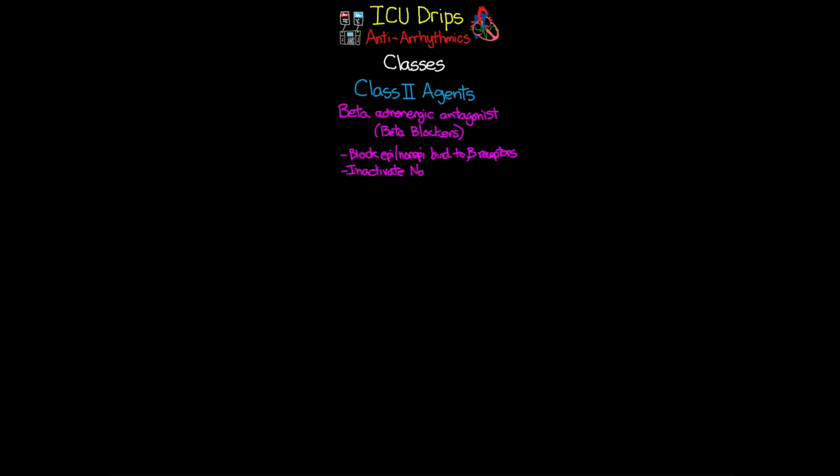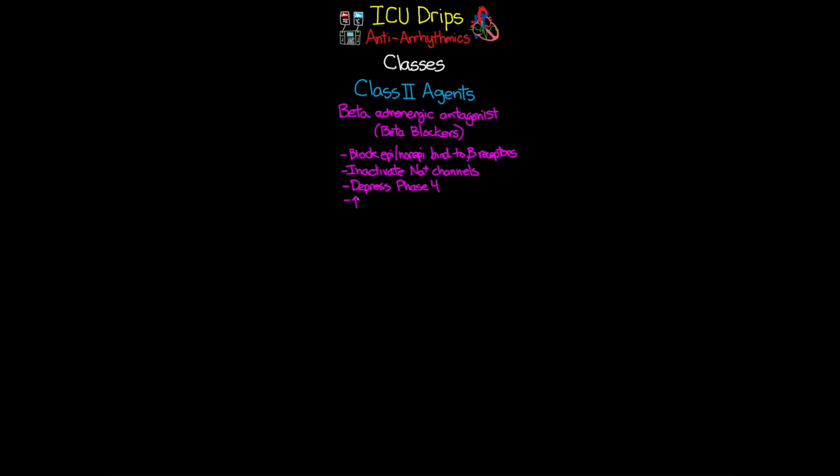So now let's move on and talk about our class 2 agents. And these medications are going to be our beta adrenergic antagonists, or what we often call our beta blockers. So these agents are going to work to competitively antagonize and essentially block epinephrine and norepinephrine from binding to beta receptors. So by blocking these beta receptors, they're actually going to inactivate sodium channels. And this is also going to depress phase 4 of depolarization.